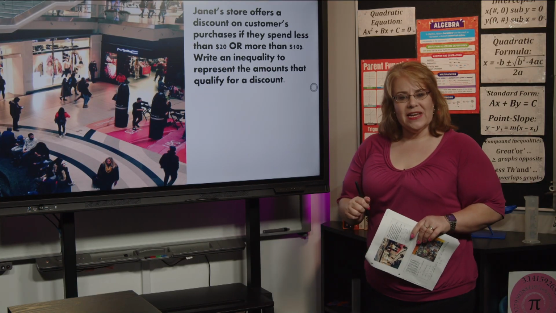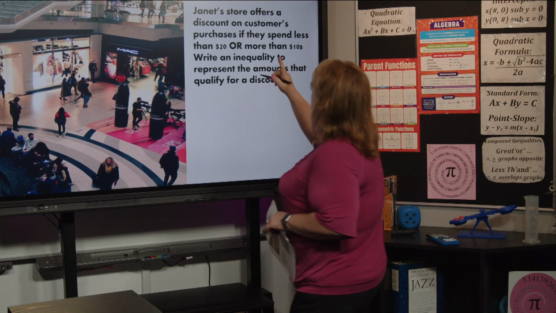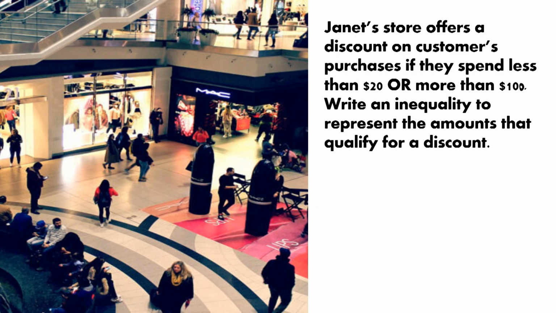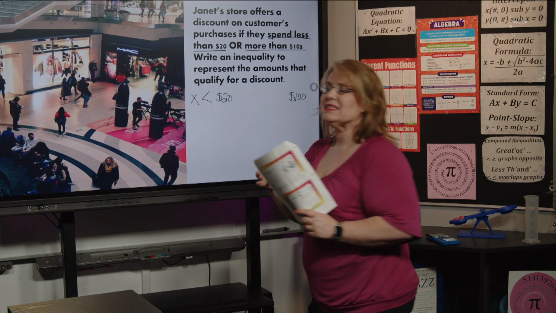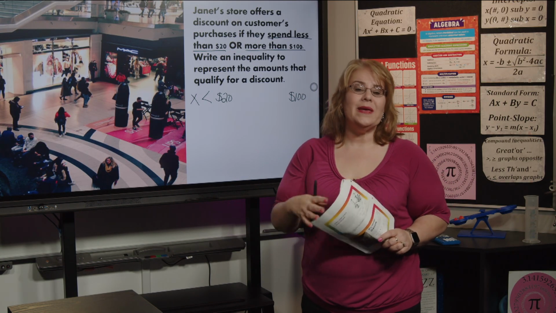Okay, so let's see what Janet's got in her store. So here we go. She offers a discount on purchases which they spend less than $20 or more than $100. So if I'm writing this inequality, obviously I'm going to have this $20, and obviously I'm going to have this $100. Now, my spending we're going to call X. Now, how does X compare to $20? It's going to be less than. Now, it doesn't say spend less than or equal to 20. It says spend less than 20.